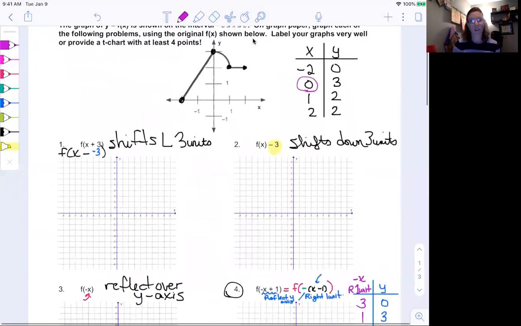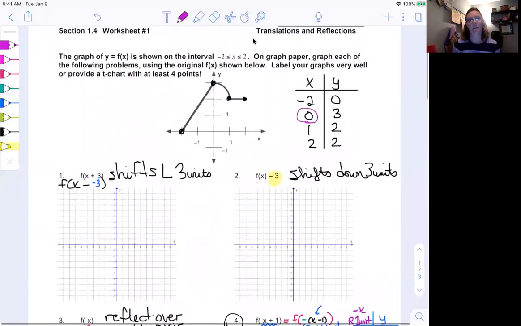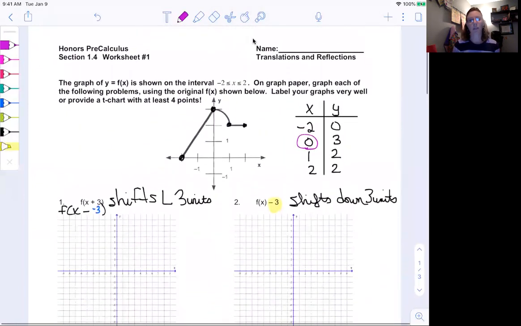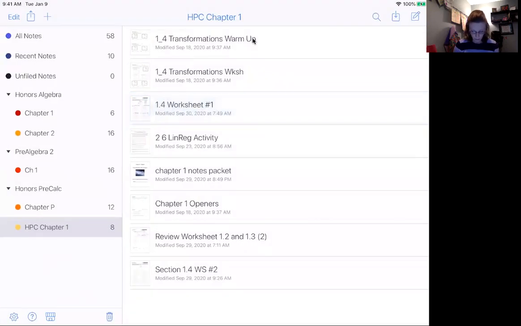If you have questions that I didn't answer, please send me an email. I will be looking over these over the next day or two and trying to give you some feedback on this worksheet. So the assignment that you have for today is similar to this worksheet. It's called worksheet number 2.